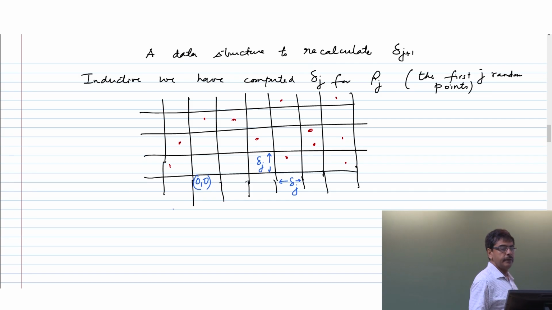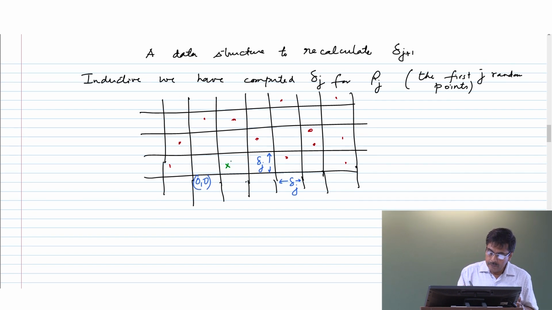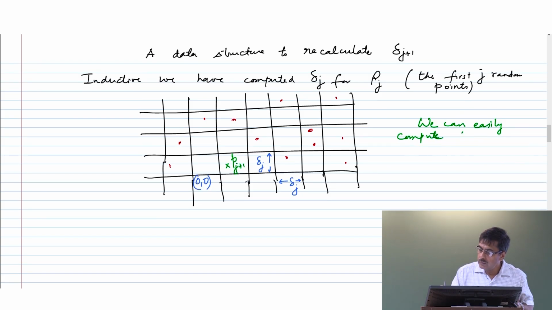Now comes the next point. Okay? So, Pj plus 1 comes in. Now, Pj plus 1 can be in one of the cells. Okay? So, let us say this is Pj plus 1. So, we can easily compute the cell containing it.